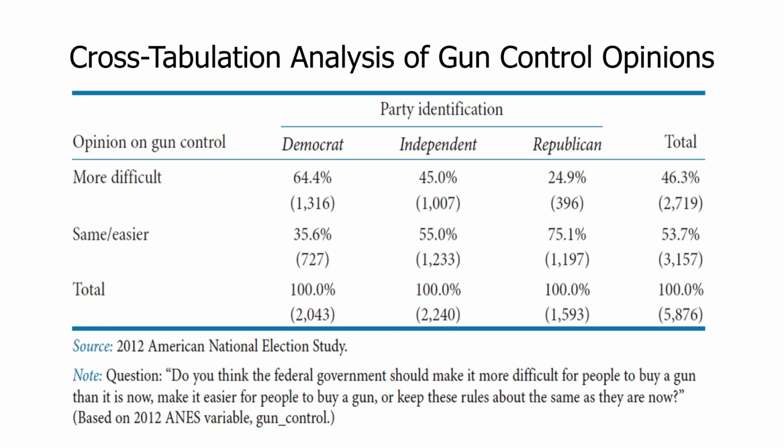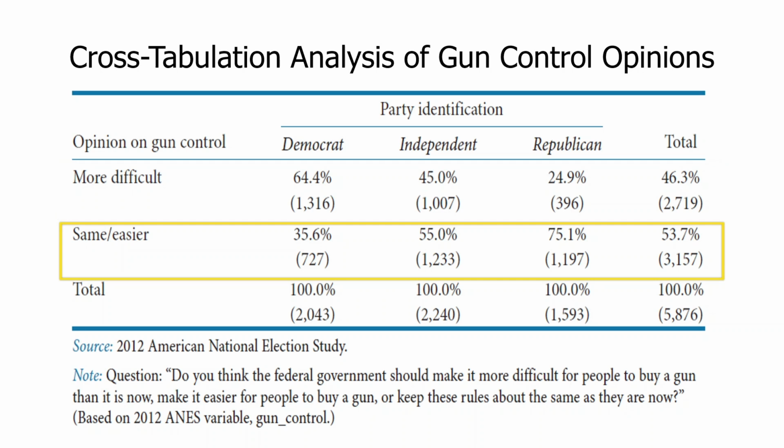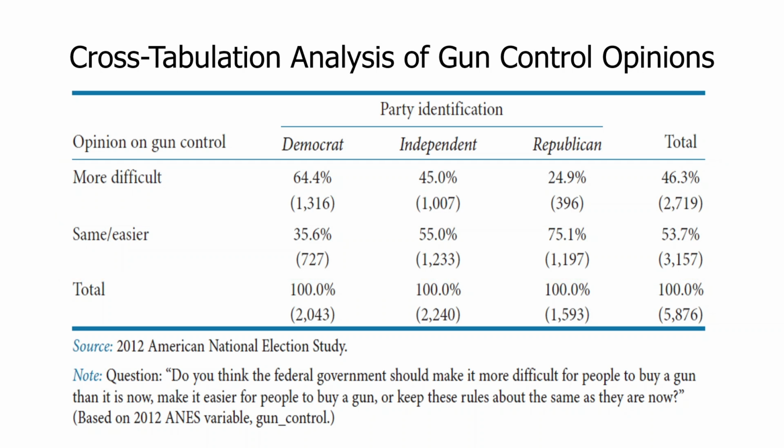Accordingly, the dependent variable is represented on the rows of the cross-tabulation. You see the values here: more difficult, same, and easier. So we would test the hypothesis in this case by comparing across partisan groups on the more difficult row, or we can compare across partisan groups in the same or easier row.